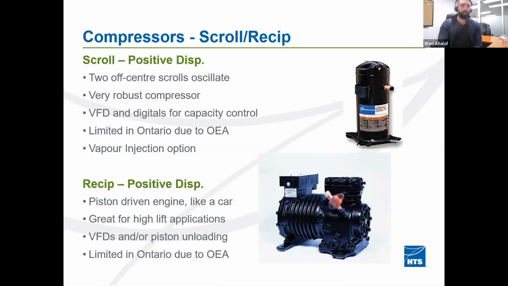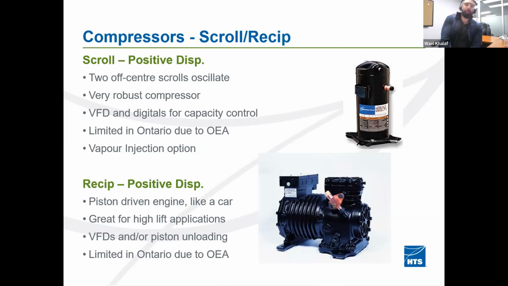Currently in our Operating Engineers Act in Ontario specifically, we are very limited in how big the machine can become without having a stationary engineer. Now, my goal is not to get into the whole Operating Engineers Act, but just to understand that there's a limit about how big a certain machine can become without starting to look at the Operating Engineers Act. And then we have a vapor injection compressor, which we're going to talk about in the next two slides.